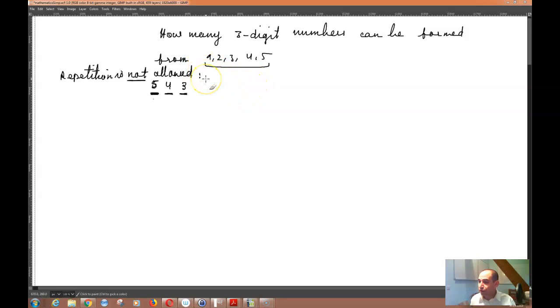And then you can say that the total number of 3-digit numbers that can be formed from these digits, assuming that repetition is not allowed, would be 5 times 4 times 3, which is equal to 120, I suppose. That's 20 times 3, which is equal to 60. So that would be 60 different numbers.